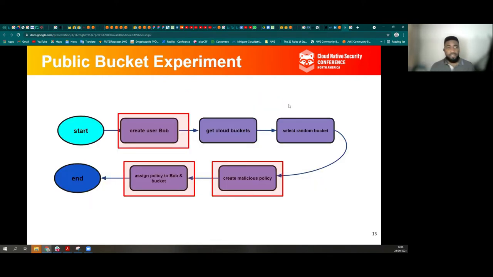All right, so let us have a look at a few example experiments. The first one is the public bucket experiment, which is a very simple one, because S3 buckets are one of the most attacked resources in the cloud. So let us walk through this example. Firstly, we see that the attacker creates a user called Bob, and Bob is able to enumerate AWS buckets, gets one bucket, creates a malicious policy, and eventually takes over that bucket. After taking over the bucket, he can do a lot of things. He can just read the data in that bucket. Maybe there is crucial information.